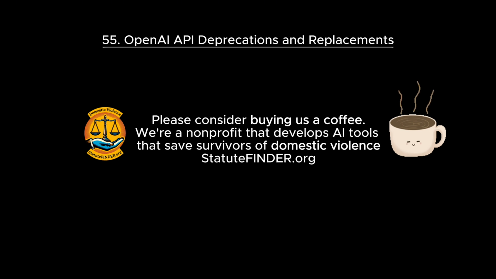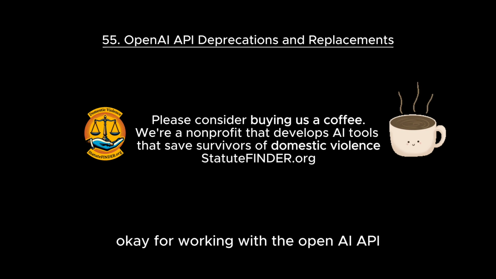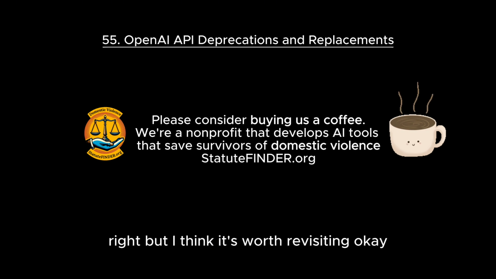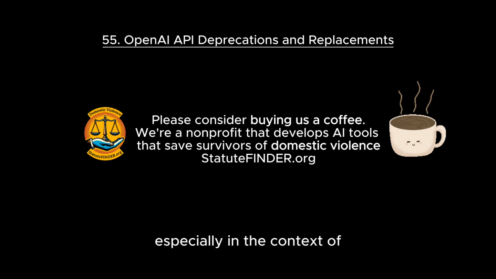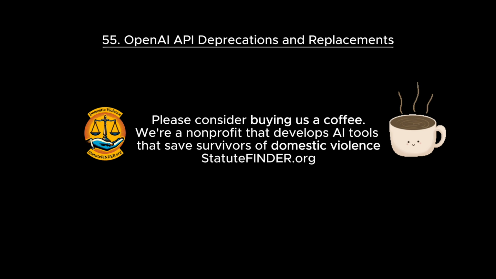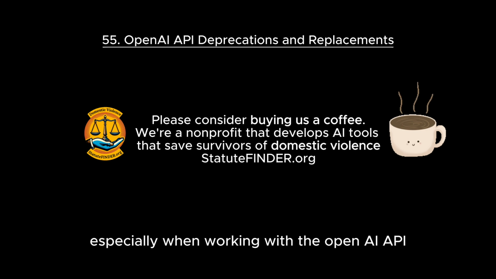Now let's shift gears and talk about some best practices for working with the OpenAI API. I know we talked about error handling before, but I think it's worth revisiting, especially in the context of building more complex applications. Absolutely. So what are some tips for handling errors effectively, especially when working with the OpenAI API?